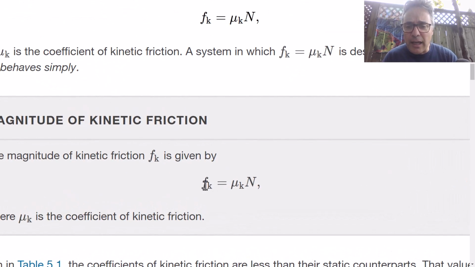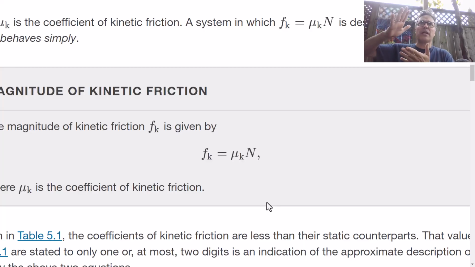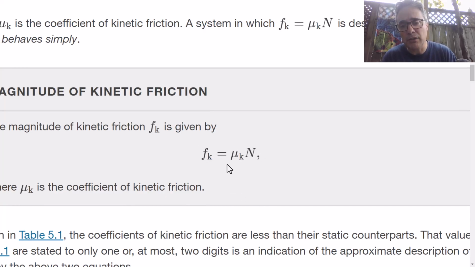And it's the friction is equal to mu, this is the Greek letter mu, so it sort of looks like a little u, and it's got a sub k because k stands for kinetic, so mu sub k, that's a dimensionless constant, times N, where N is the normal force. So you may think that the normal force has nothing to do with it, but the more two surfaces are pressed together, the more friction you get, and there's this linear relationship between the amount of normal force and the amount of kinetic friction that you get.